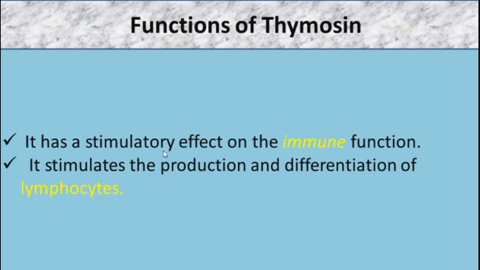So the thymosin stimulates the production and differentiation of lymphocytes, and also has a stimulatory effect on the immune system, that is, it increases immune function. This is the main function of the thymosin hormone. With this, this chapter is over for you. We will discuss the next chapter in the next video. Clear? Thank you.